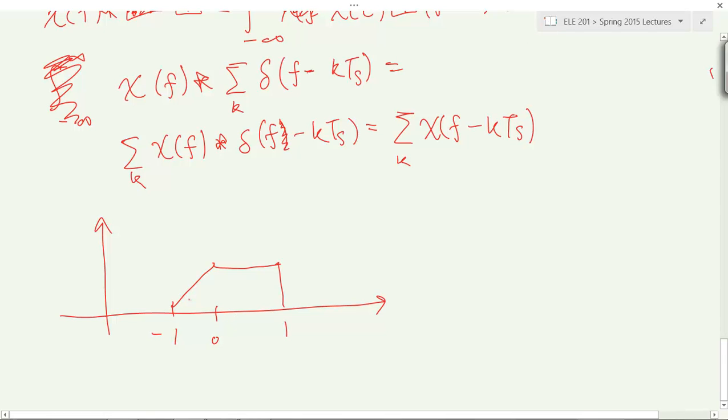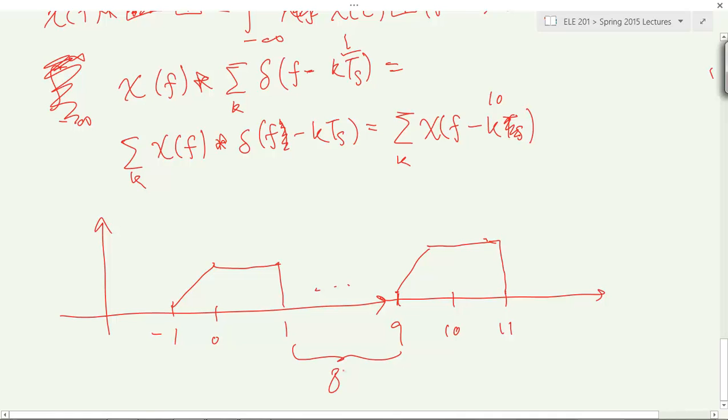Here, let me make one correction. This should have been a 1 over TS here in the frequency, so k over TS. Good. So f minus 10k basically. Okay, so the next one's going to be way out here. You shift it by 10, so this guy's going to be 9, 10, 11. Perfect. So it's just going to be a train of these separated by a distance of 10. Nice. So it just keeps going in both directions, right?